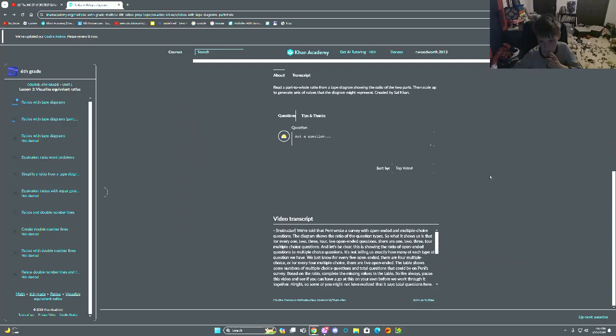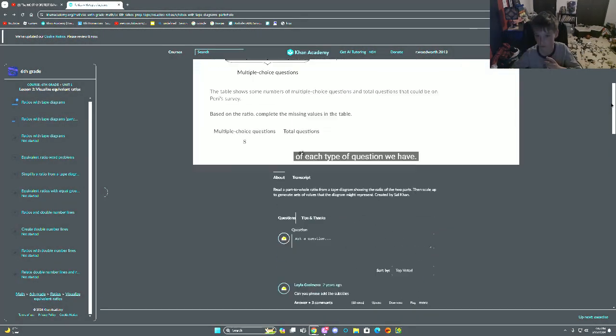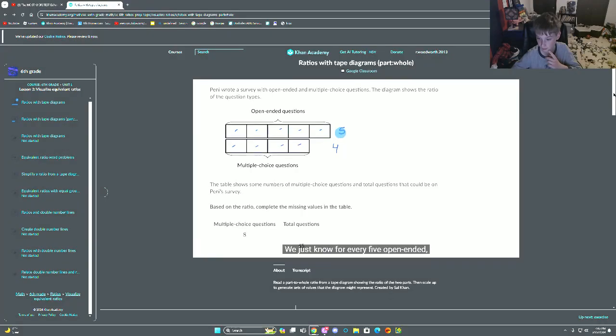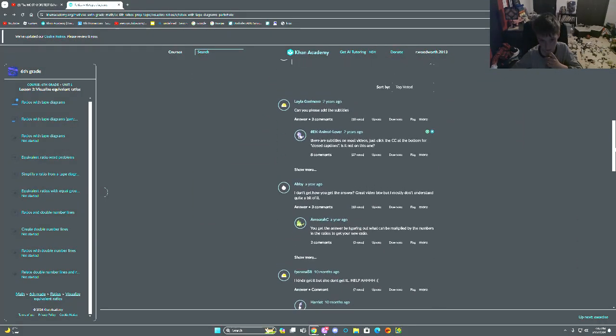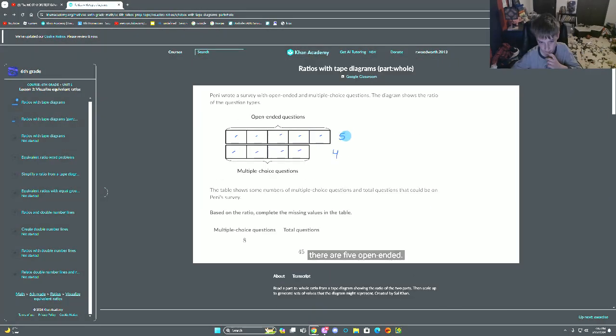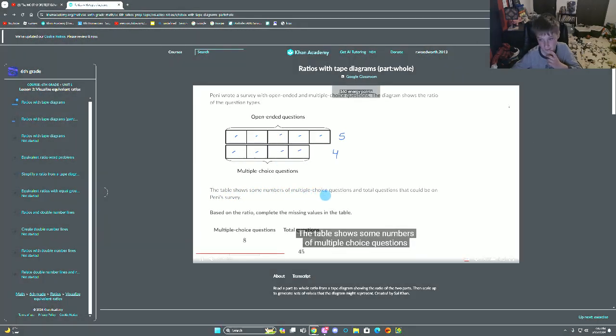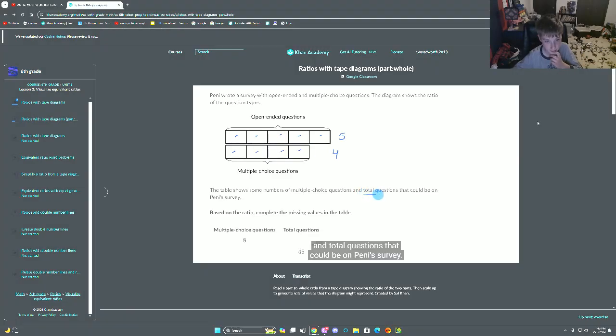It's not telling us exactly how many of each type of question. Yeah, we just know for every 5 open-ended, there are 4 multiple choice, or for every 4 multiple choice, there are 5 open-ended. The table shows some numbers of multiple choice questions and total questions that could be on Penny's survey. Based on the ratio, complete the missing values in the table.